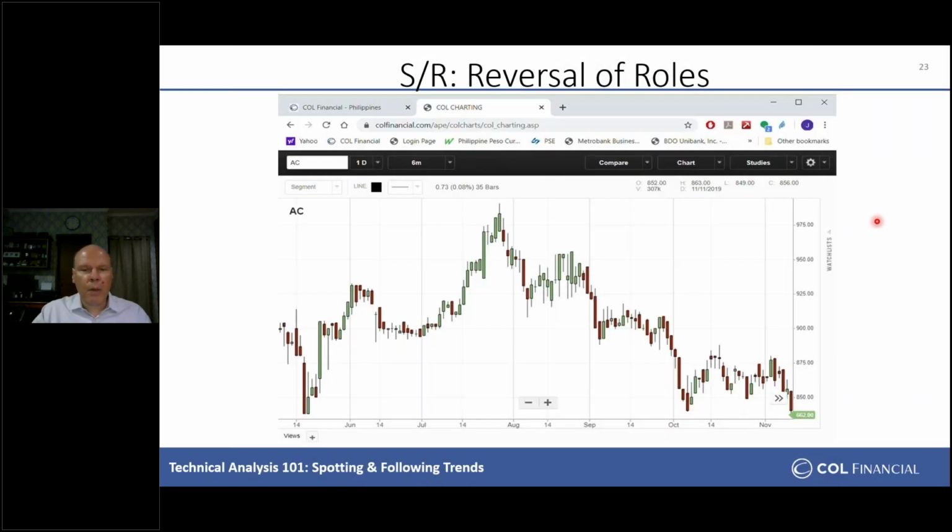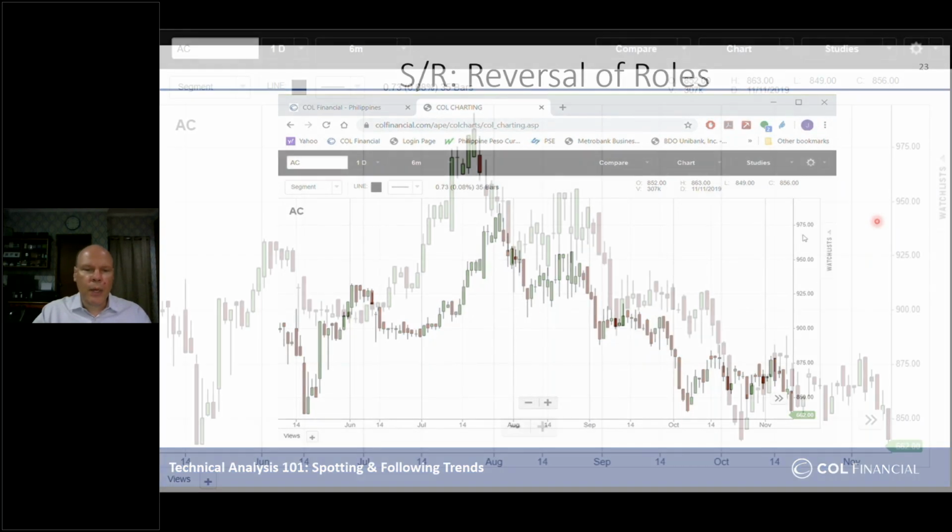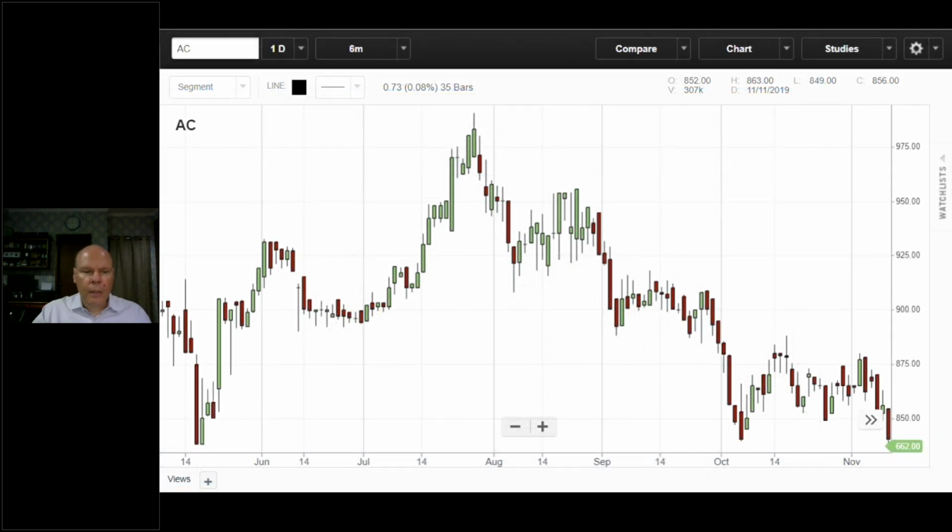So let's have a look at an example of that in our charting app. So here we have Ayala Corporation. And let's have a look at a typical support line. So we draw on this here.